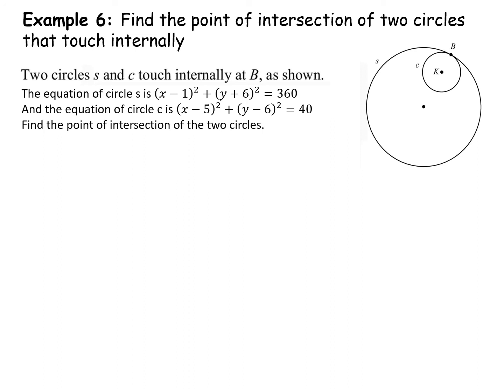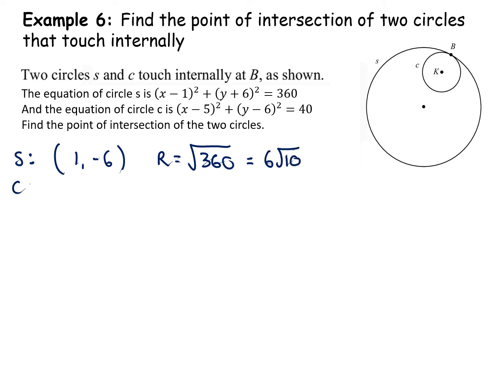So the first thing I'm going to do, just like before, is pull out the center and the radius. So circle S. Now, this is not the usual form that we see it in. We're working instead with the middle of page 19 rather than the bottom of page 19. So we're looking at given center (h, k) and radius r. So the center here is (1, -6), and the radius is equal to the square root of 360. That simplifies to 6 root 10.